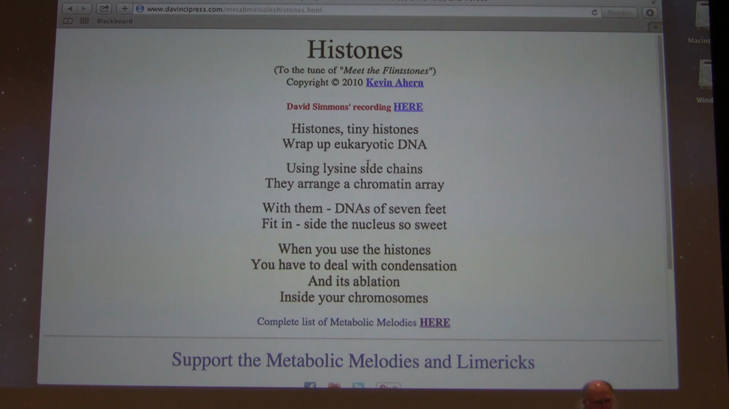Histones, tiny histones, wrap up eukaryotic DNA. Using lysine side chains, they arrange a chromatin array. With them, DNAs of 7 feet fit inside the nucleus so sweet. When you use the histones, you have to deal with condensation and its ablation inside your chromosome.